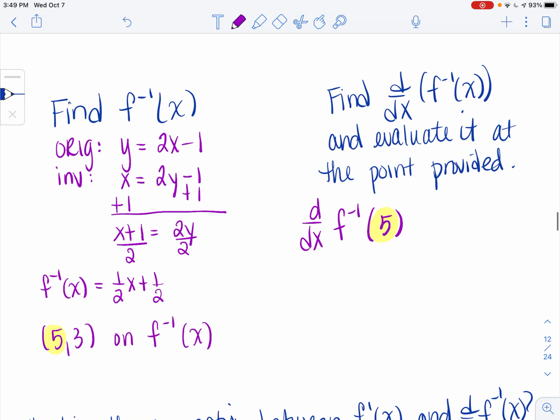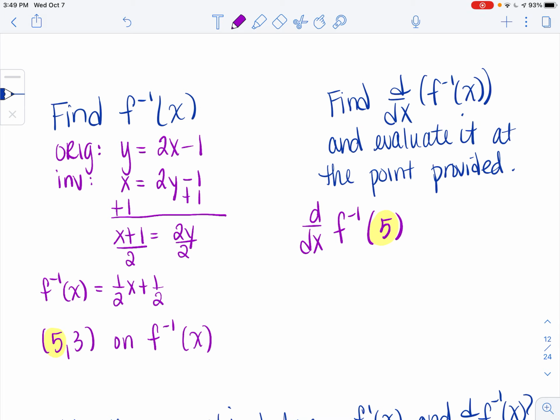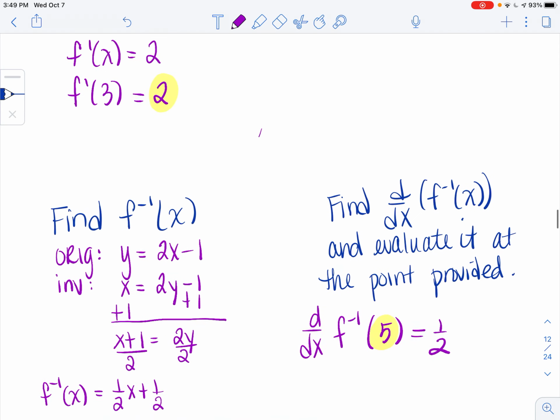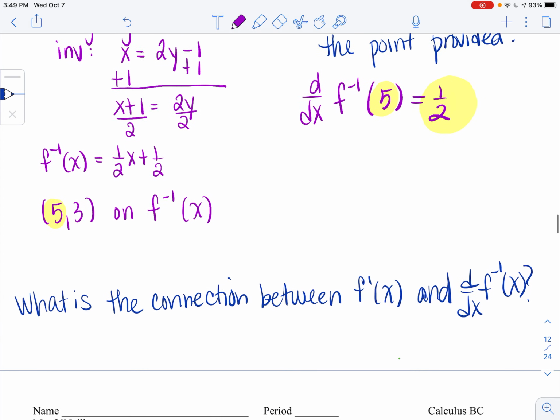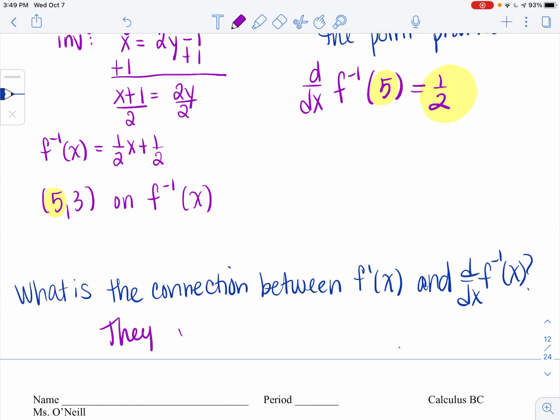So now if I took the derivative of this 1/2 x plus 1/2, this comes out to be just 1/2, so even if I didn't plug in 5, it would have stayed 1/2. And the last thing that I want to point out to you is what is the connection between the original derivative, the derivative of f of x at that point (3, 5), and the derivative of the inverse at the point (5, 3). And what you should be noticing is that these slopes come out to be reciprocals. Okay, so they are reciprocals.